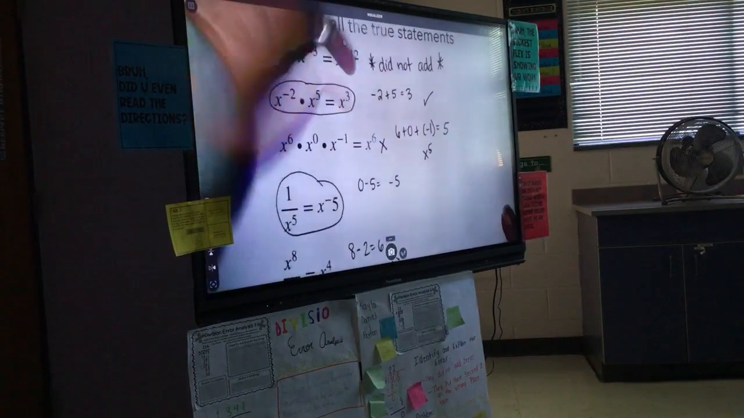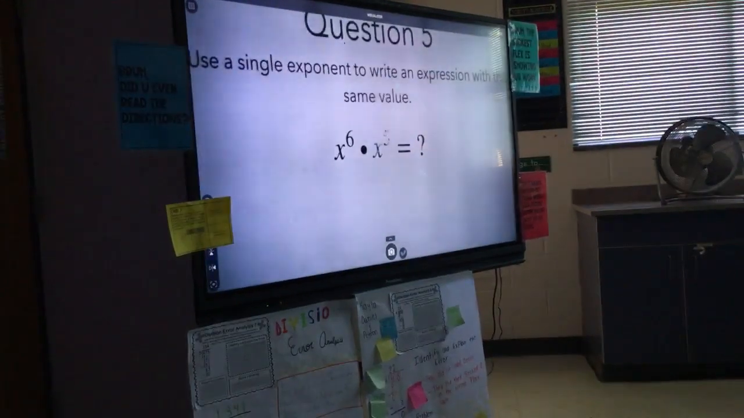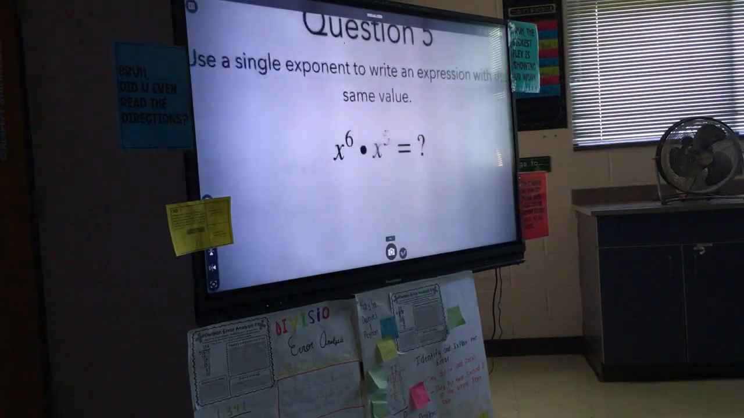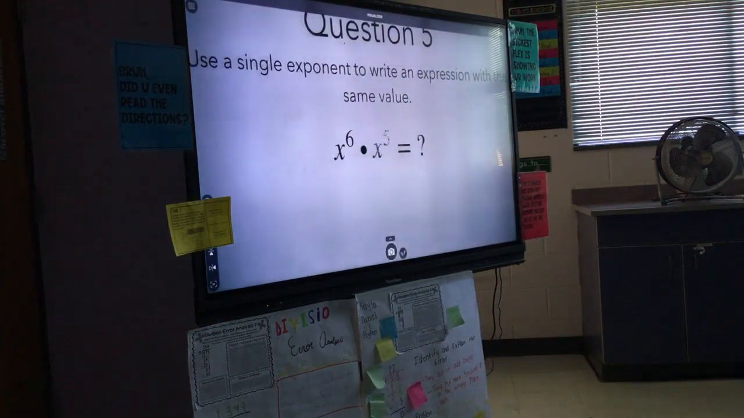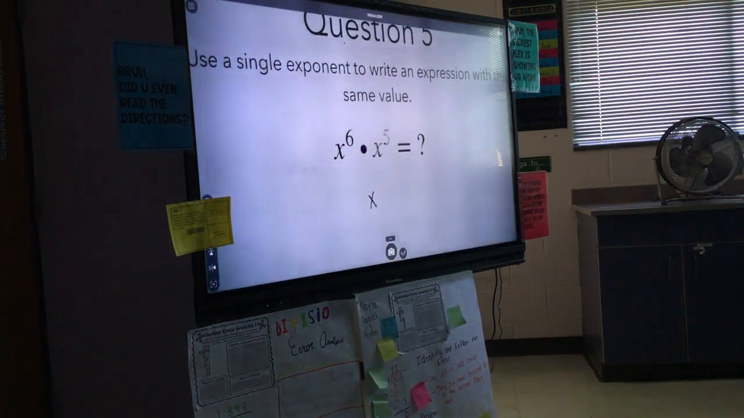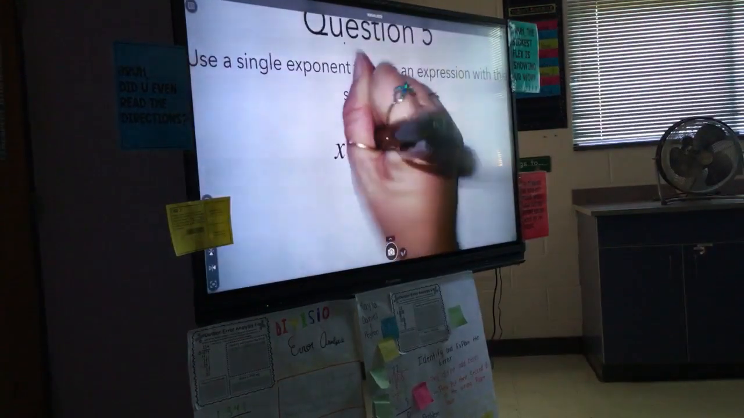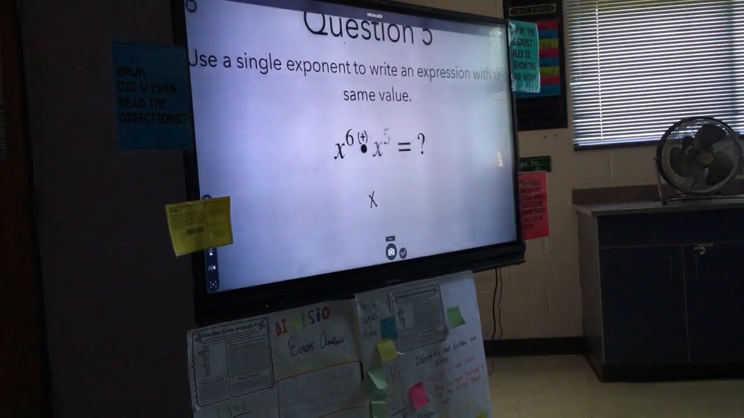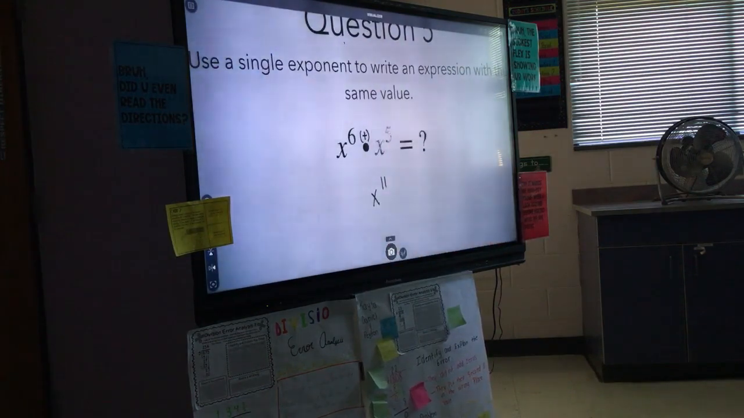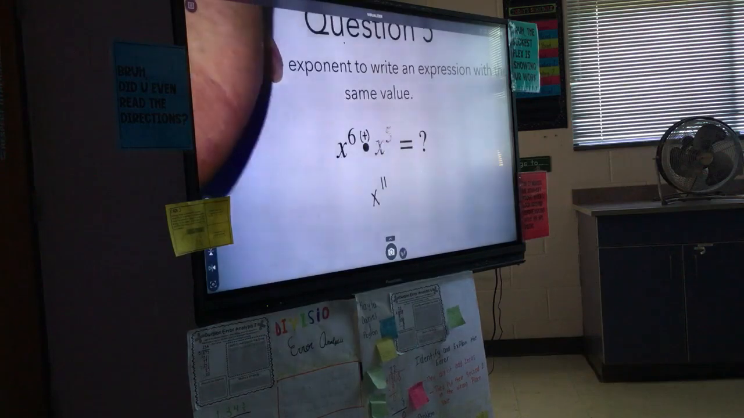All right, go to number 5. Use a single exponent to write an expression with the same value. So, go ahead, stand up when you have your answer. So if you are multiplying your whole numbers, what are you doing with your exponents? Adding them. So therefore, this just becomes x to the 11th power. Okay? Questions? All right, go on to number 6.